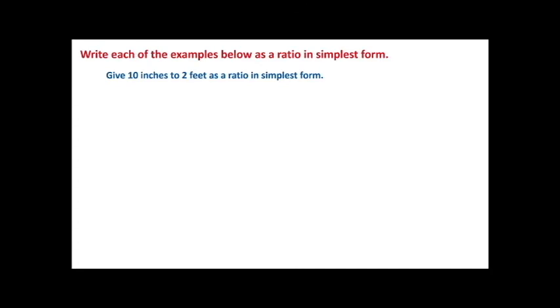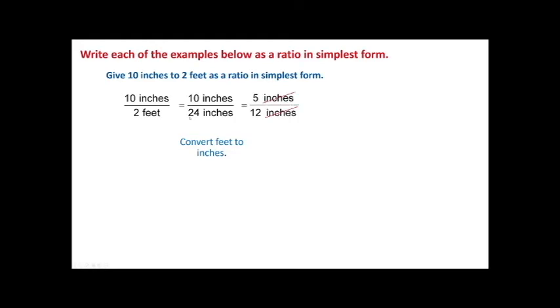Give 10 inches to 2 feet as a ratio in simplest form. Notice that my units are different. Inches and feet are not the same. There is a conversion for that. I either need to turn inches into feet or turn feet into inches. Most of the time it's easier to take the larger one and turn it into the smaller. And I happen to know that there are 12 inches in every foot. So if I convert those feet into inches, I get 10 inches matches to 24 inches, which then I would simplify to 5 inches over 12 inches. Notice that 10/24 simplifies to 5/12. Since the units are the same, I would say that the ratio in simplest form is 5/12.